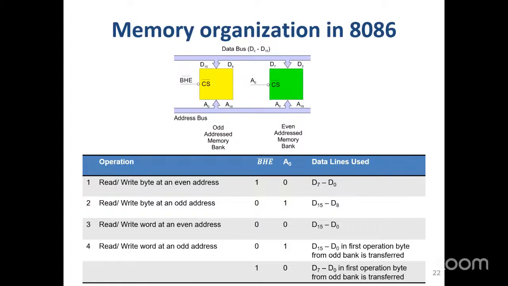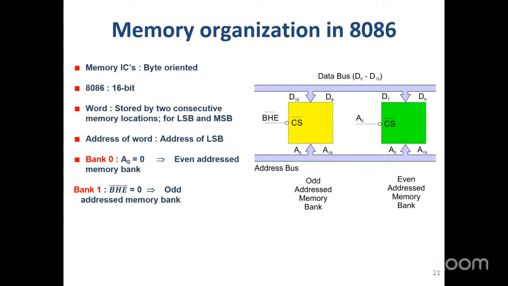See, A0 and A1. Which one is enabling here? A0. So even address data D0 to D7. Next, whenever BHE is enabling, A0 equal to 0 is the even address bank, even address data. BHE bar equal to 0 is the odd address data. Here A0 equal to 1 is the disabling. BHE bar equal to 1 is the disabling of that memory.